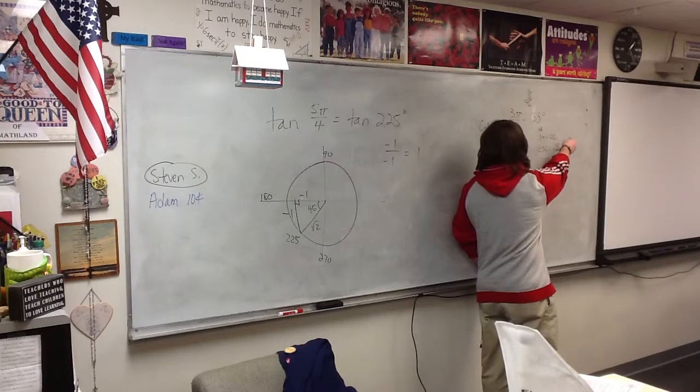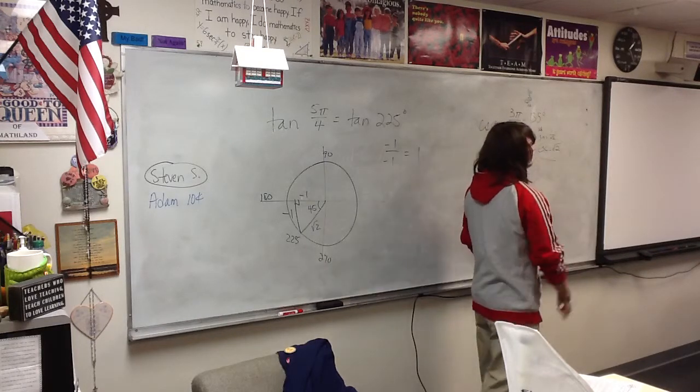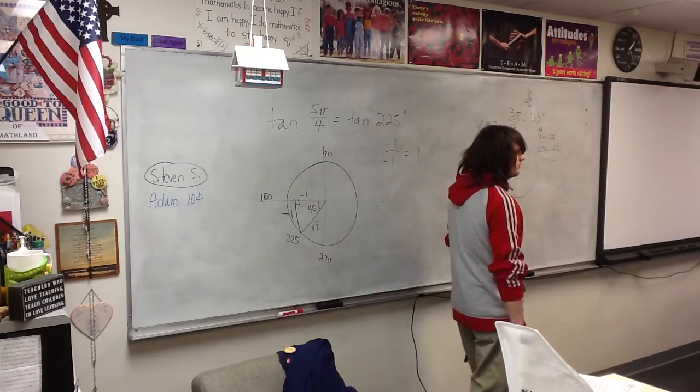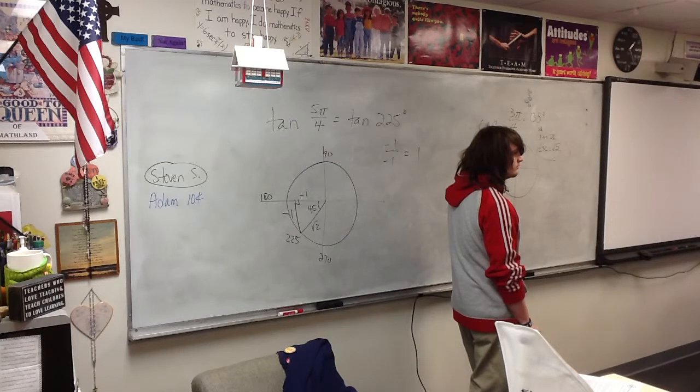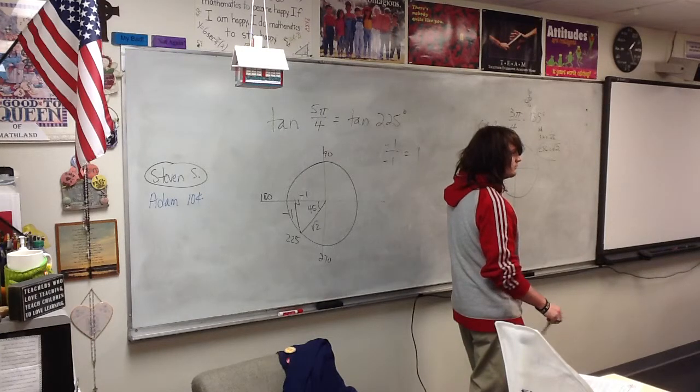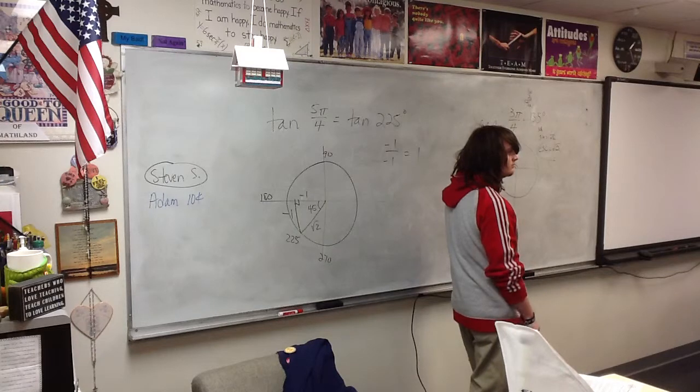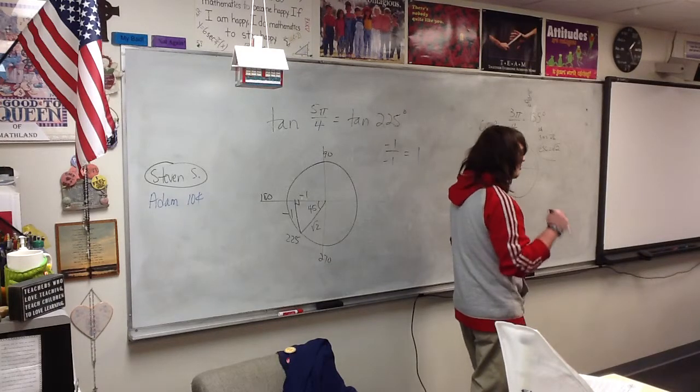He said the sine is opposite over hypotenuse. So he said that's 1 over root 2, which means the cosecant is root 2 over 1. Perfect. Does anybody have a question about that? No. Thank you, Clark. You're perfect.